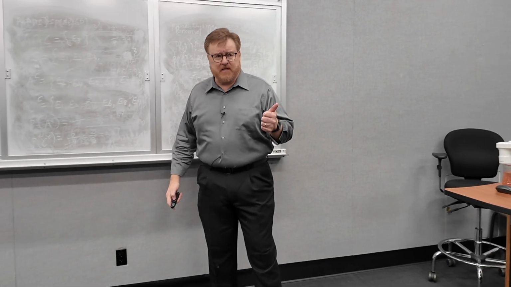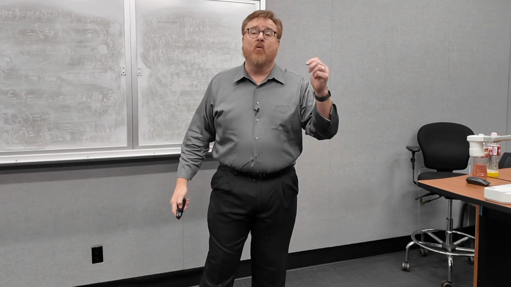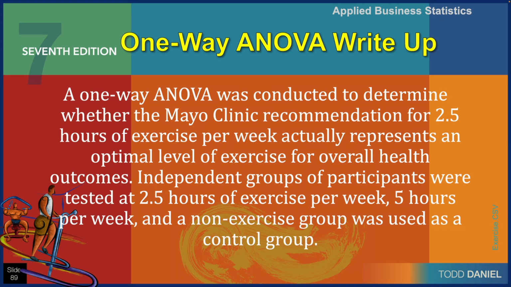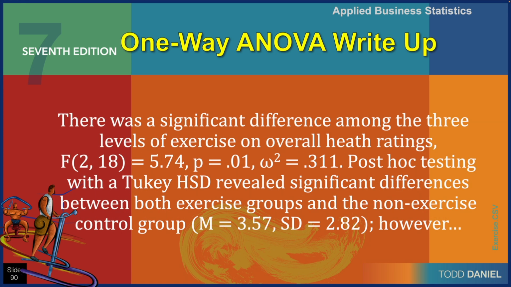So now we can interpret the findings and do the write-up. We know there was a statistically significant difference among the groups. We identified which groups are different from which other groups. Let's write this up. A one-way ANOVA was conducted to determine whether the Mayo Clinic recommendation for 2.5 hours of exercise per week actually represents an optimal level of exercise for overall health outcomes. Independent groups of participants were tested at 2.5 hours of exercise per week, 5 hours per week, and a non-exercise group was used as a control group. There was a statistically significant difference among these 3 levels of exercise on overall health ratings.